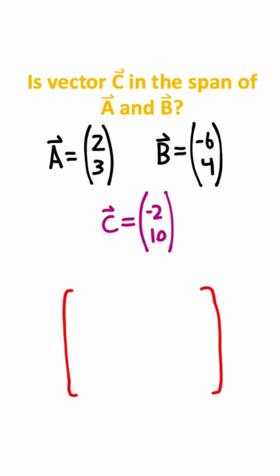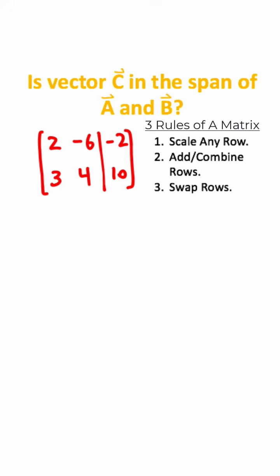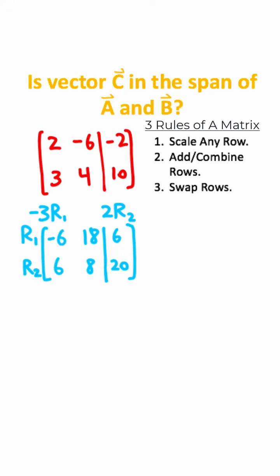Now, what I'm going to do for this matrix is take vectors A and B and put them on one side of the matrix, with vector C on this right side here. What I'm trying to end up with is what's called reduced row echelon form. So I'm going to start by taking row 1 and 2 and scaling each of them. When I do this, I should get this matrix right here.